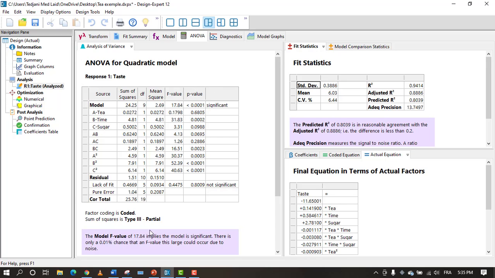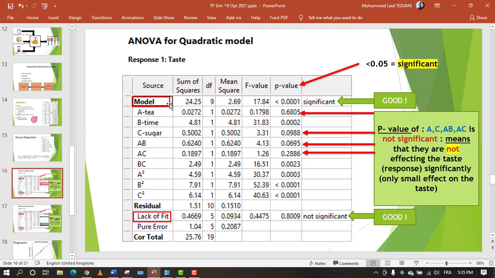To explain the ANOVA table, we will see it here in the PowerPoint. As we can see, ANOVA for quadratic model. This ANOVA is for response 1, taste. The first 2 things that we have to check in the ANOVA table are the model and the lack of fit. The model must be significant with a p-value less than 0.05. On the other hand, the lack of fit must not be significant. A not significant lack of fit is good.